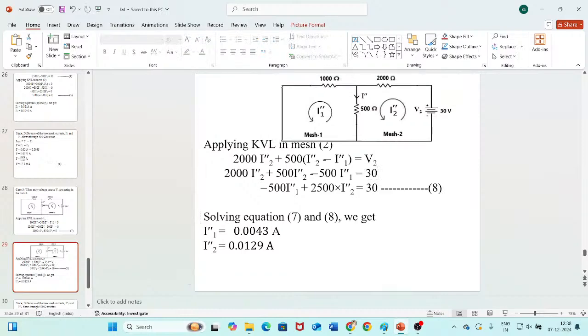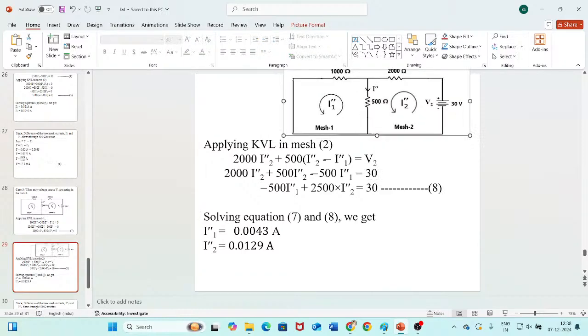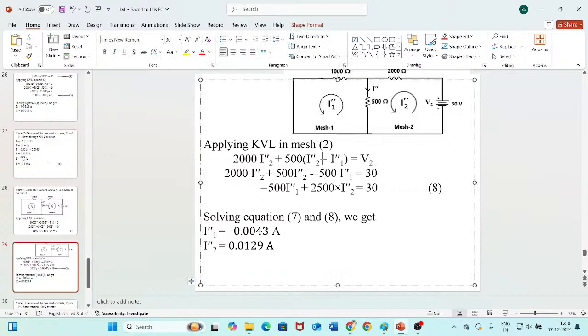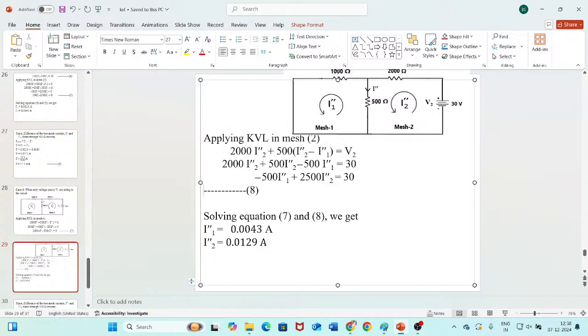These are the equations. 2000 into I2 double dash plus 500 into (I2 double dash minus I1 double dash) equal to V2. So 2000 I2 double dash plus 500 I2 double dash minus 500 I1 double dash equal to 30. Here I2 double dash has two terms, so minus 500 I1 double dash plus 2500 I2 double dash. You can further simplify it; I have not done it, but you can.